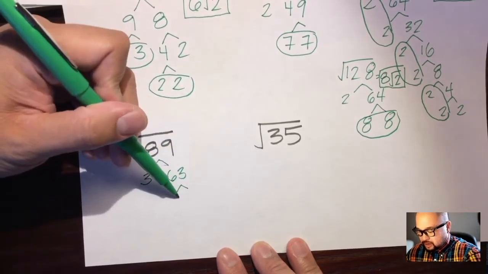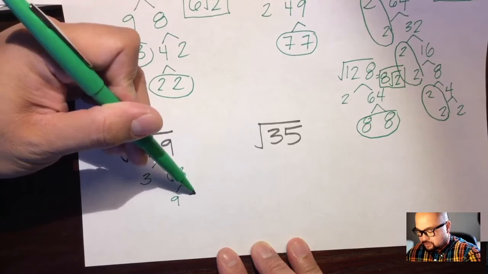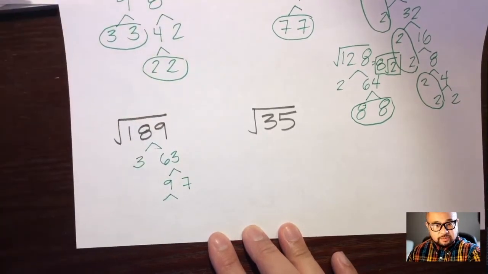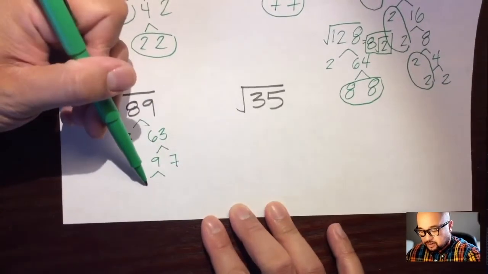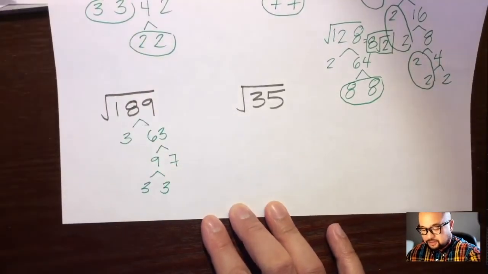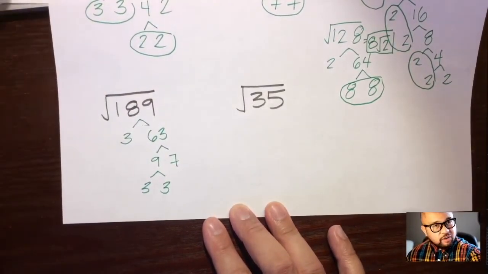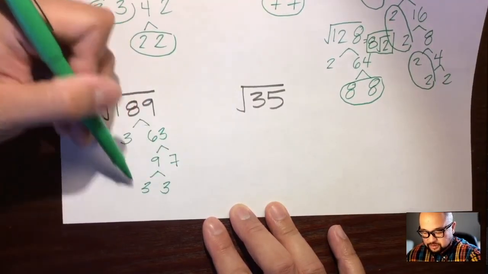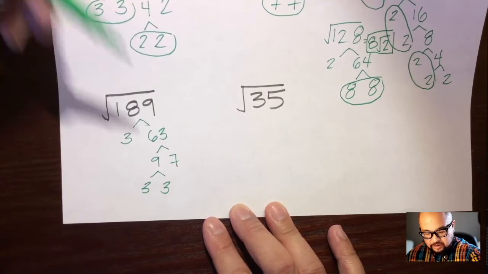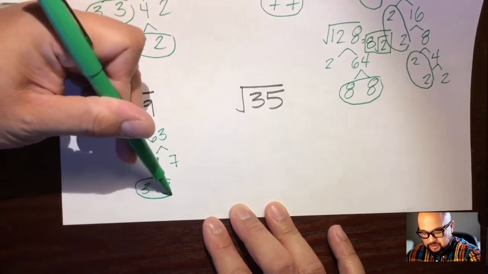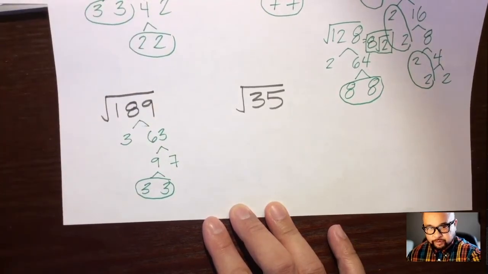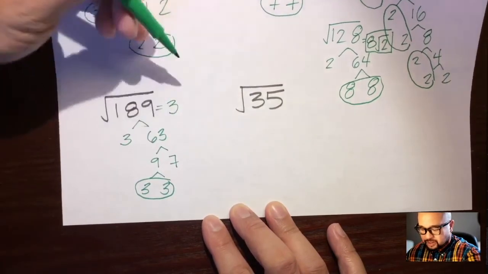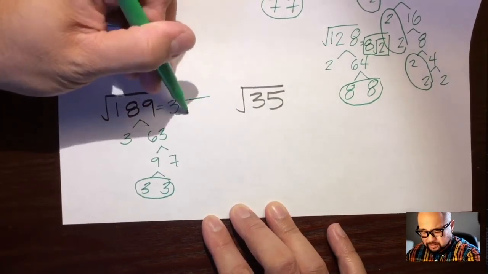What about 9 and 7? And then how about this 9? Two numbers that multiply to 9 are 3 and 3. So now let's look at all of the leaves in this factor tree. 3, 3, 3, and 7. Are there any pairs there? Yeah, this pair of 3's. Are there any other pairs? No. So we have one pair of 3's, and we have a couple singles here.